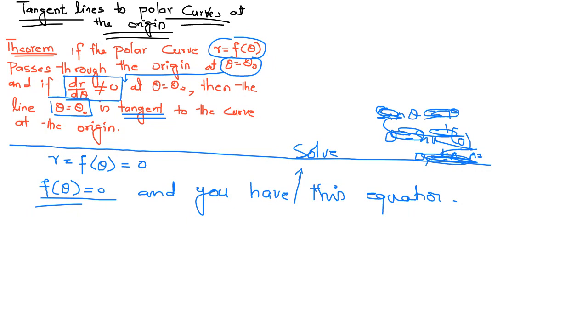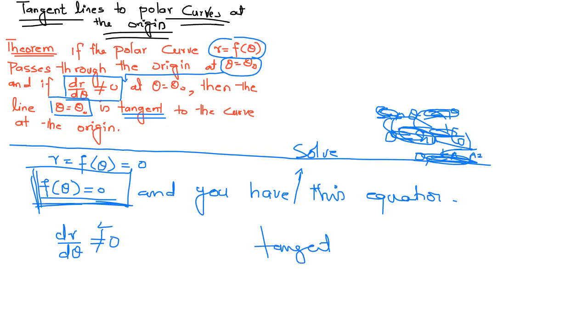When you get different values of theta, after that you have to find dr with respect to theta. Then you put all the thetas you got from this equation and substitute here. If it is not equal to 0, you can say that theta 1, theta 2, theta 3, those lines are the tangent lines. Okay, so this is the small introduction of this theorem. Now I will give you one example. From that, it will be very clear how we can find the tangent line to the curve.